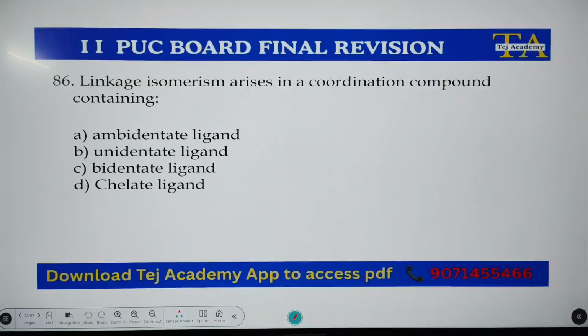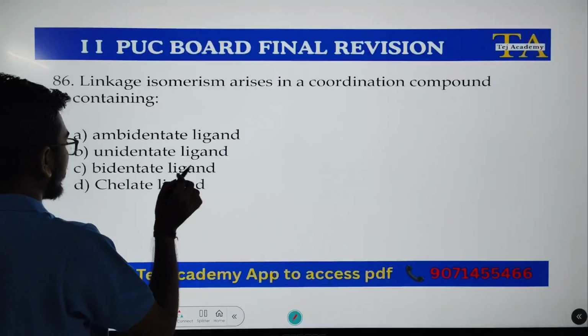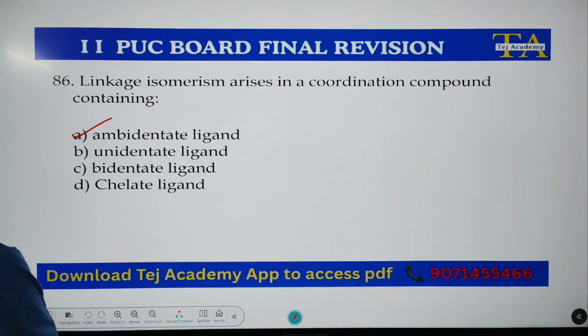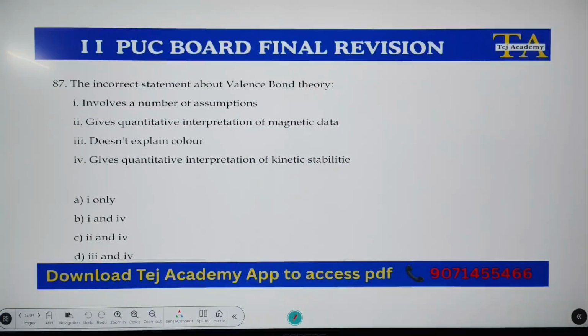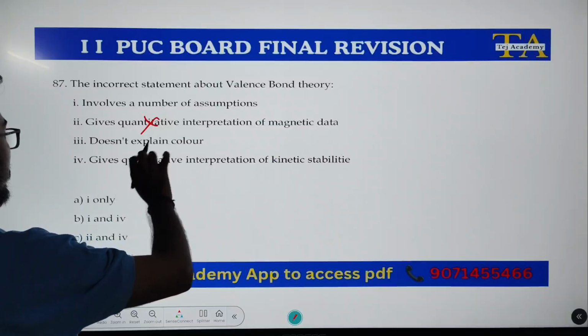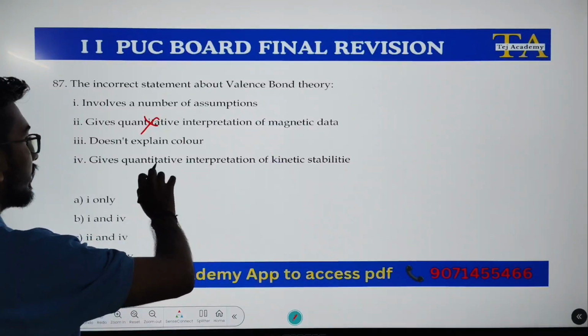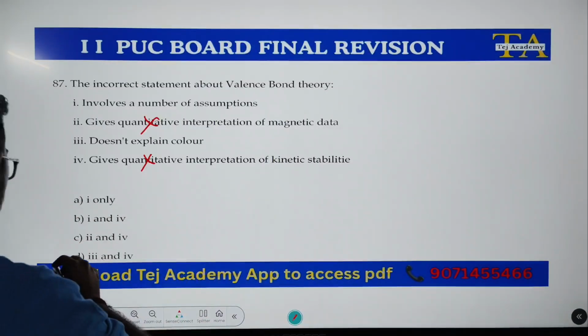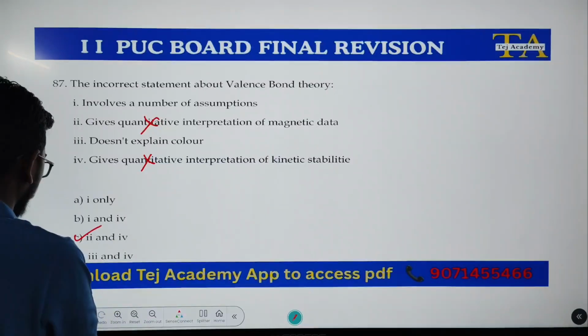Linkage isomerism arises in coordination compounds containing ambidentate ligand, unidentate ligand, bidentate ligand, or chelate ligand. Ambidentate ligand. Yes. The incorrect statement about valence bond theory: it involves a number of assumptions, yes. Gives quantitative interpretation of magnetic data? No, it is qualitative. Doesn't explain color. Correct. Gives quantitative interpretation of kinetic stability? No. So options 2 and 4 are incorrect. So option C is the right answer.